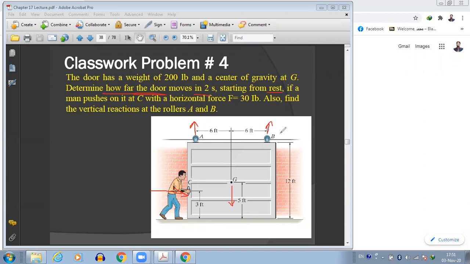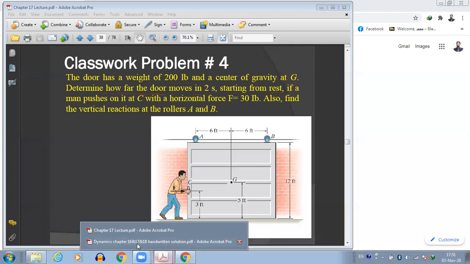The force which is being applied by the man over the door is about 30 pounds. The door has a weight of 200 pounds. So it's again a similar problem as we did before, and we can go through the solution of this problem.